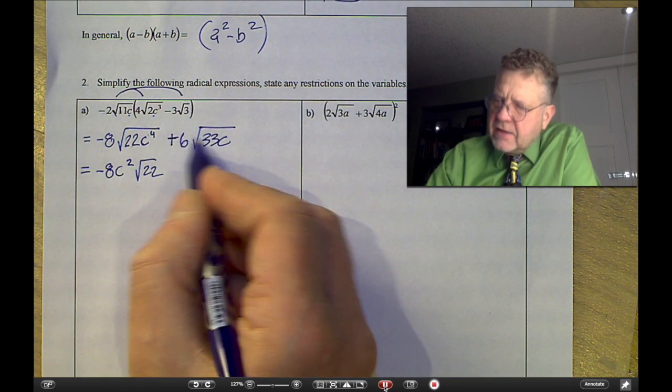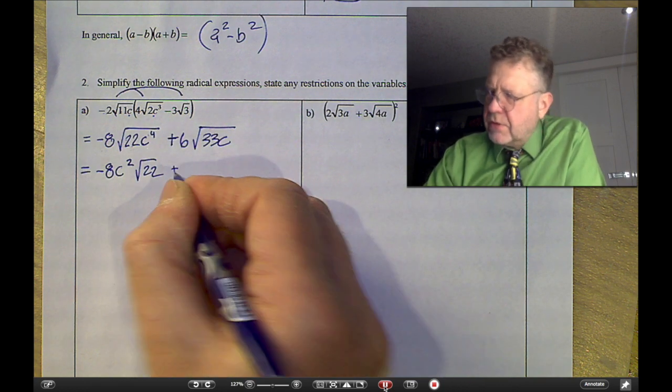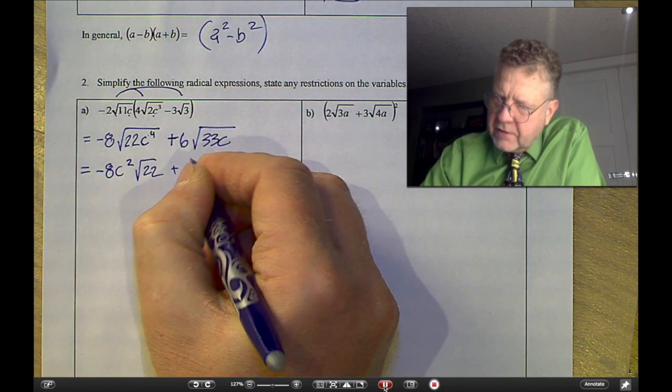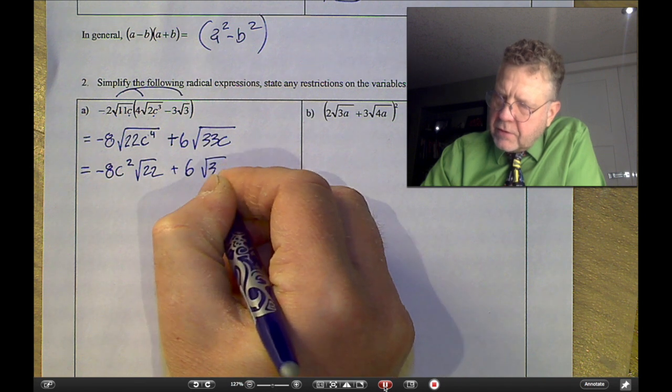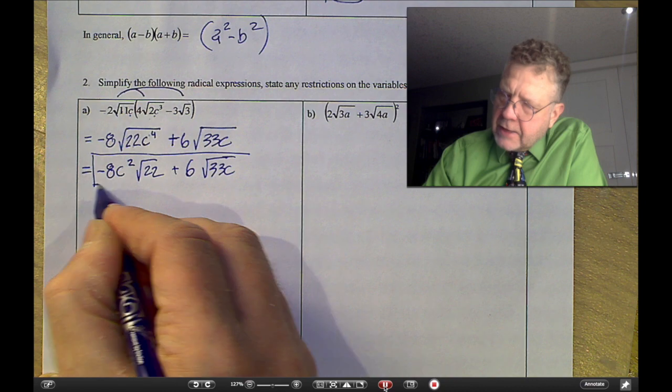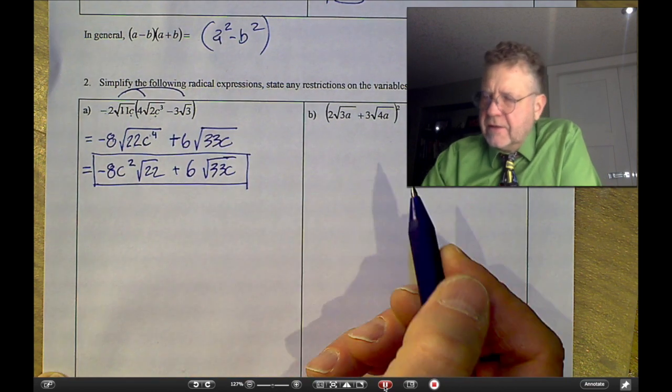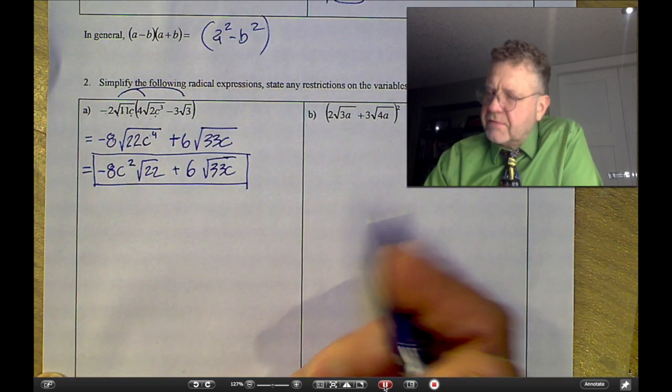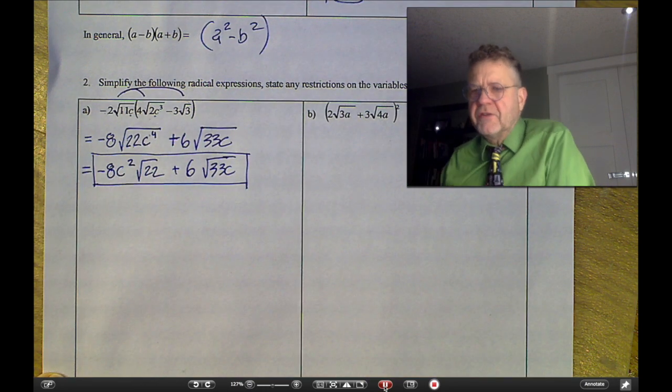And I cannot see anything that we can do in here. I don't see any perfect squares hidden in there. 6 root 33c. And I know this looks a little bit ugly and not very satisfying, but that's the best we can do. And sometimes the best you can do is the best you can do.